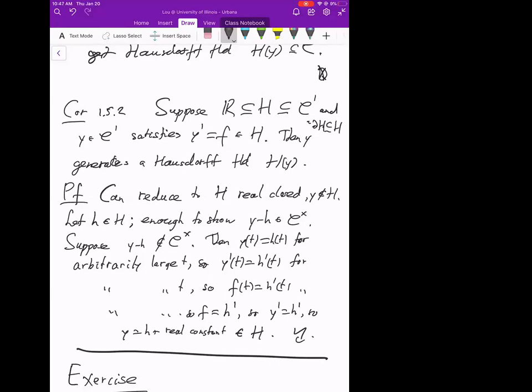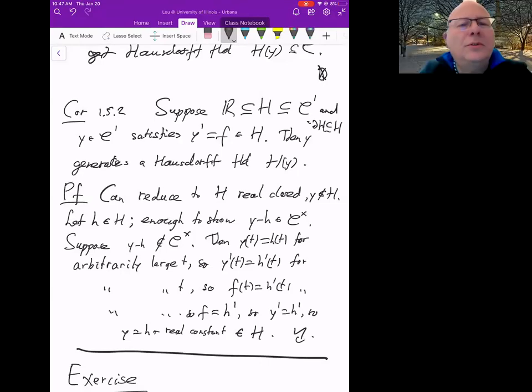I see. So since f(t) equals h prime(t) for arbitrarily large t, that can only happen for elements of a Hardy field, or of a Hausdorff field, if they are equal eventually, right? Since both of them are in H, they must be equal as germs. I see, thanks.